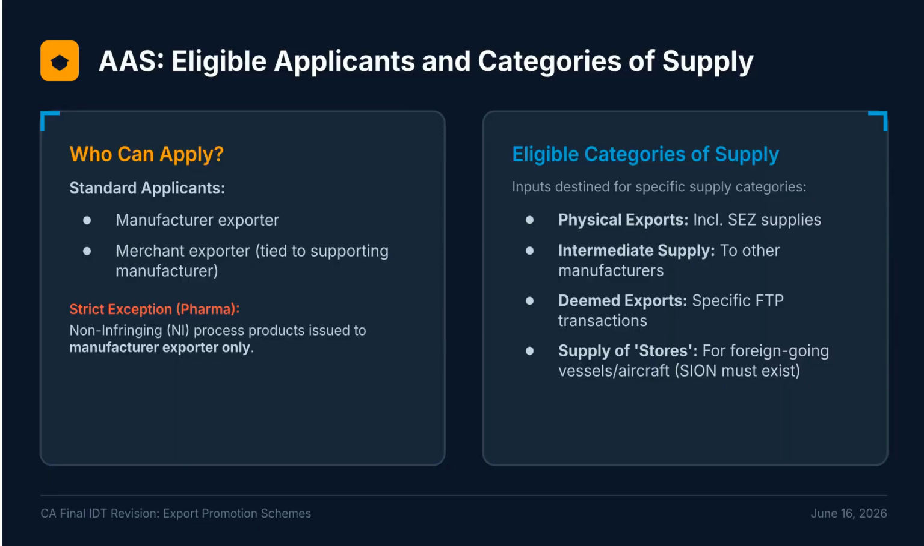However, there is one important exception. In the case of pharmaceutical products manufactured through a non-infringing process, the authorization is available only to a manufacturer exporter. The scheme also covers multiple categories of supply, including physical exports, exports to SEZs, intermediate supplies, deemed exports, and even stores supplied to foreign-going vessels or aircraft, provided a specific SION exists. Remember this point. AAS is not limited to traditional exports alone. Its coverage extends to several recognized export-linked supplies.